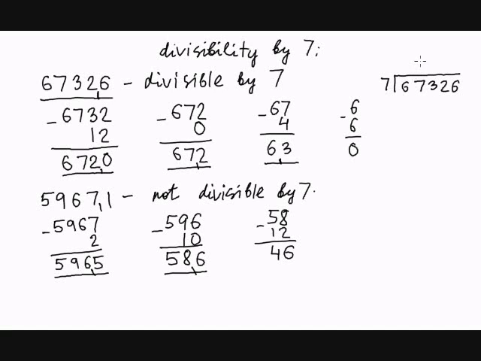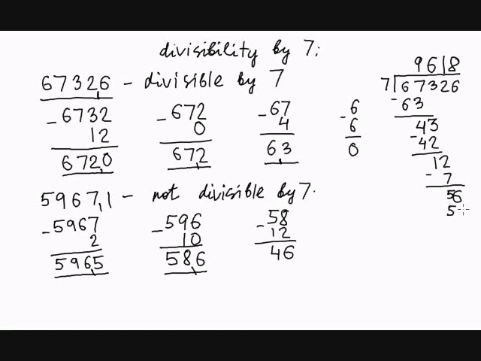7 goes into 67 9 times. 9 times 7 is 63. 67 minus 63 is 4. Bring 3 down. 7 goes into 43 6 times. 6 times 7 is 42. 43 minus 42 is 1. Bring the 2 down. 7 goes into 12 once. 1 times 7 is 7. 12 minus 7 is 5. And we bring the 6 down. 7 goes into 56 8 times exactly.